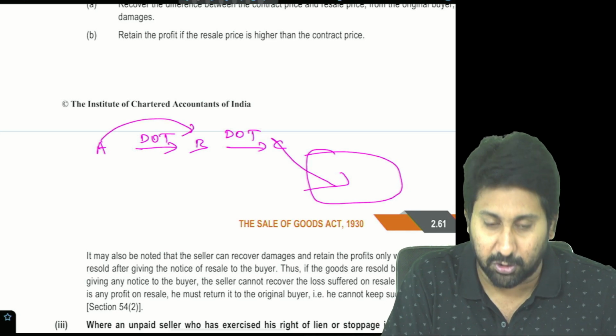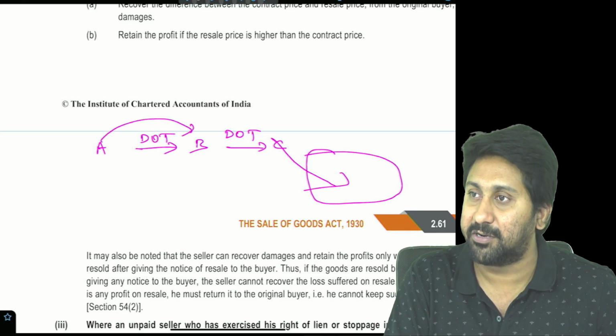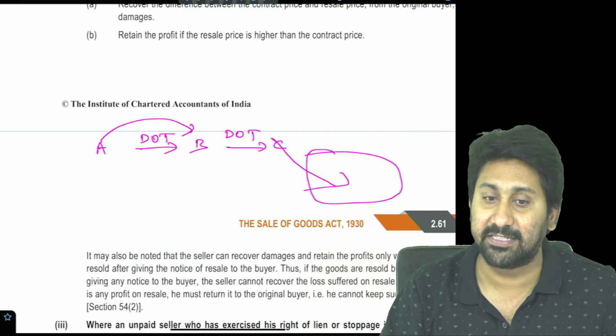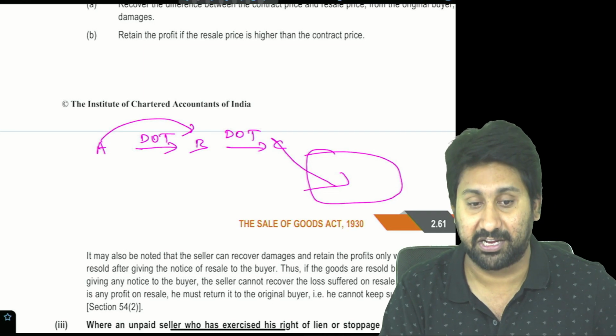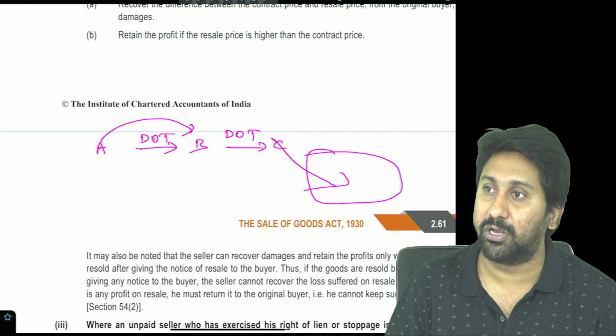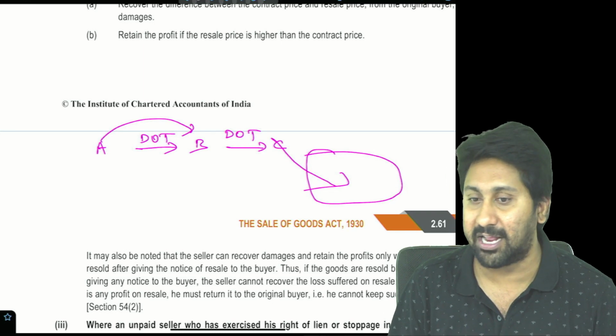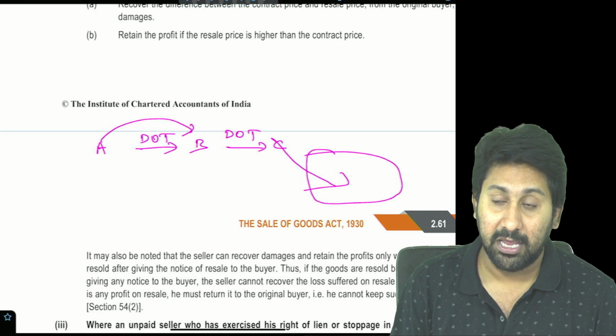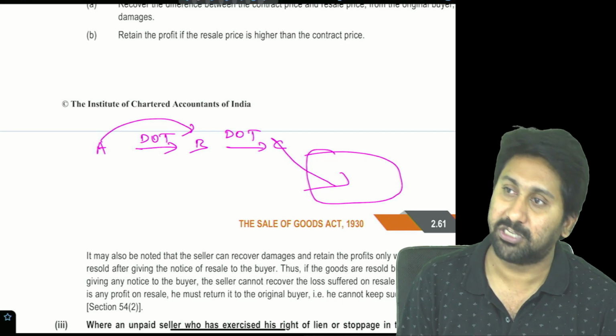A transferred document of title to B, what does it mean? A is agreeing to transfer the ownership to B, whether or not the price is received. That's why we should never do overaction. Unless and until you get the money, don't transfer the document of title. Do you know what most of the people will do? A is in Kolkata, B is in Gujarat.